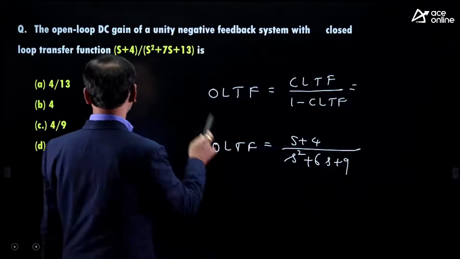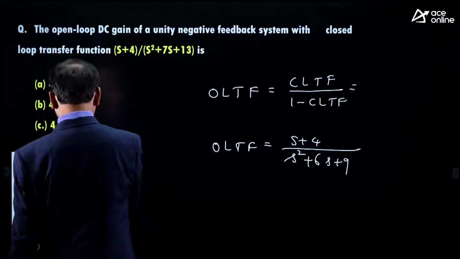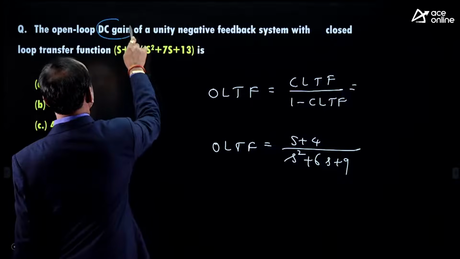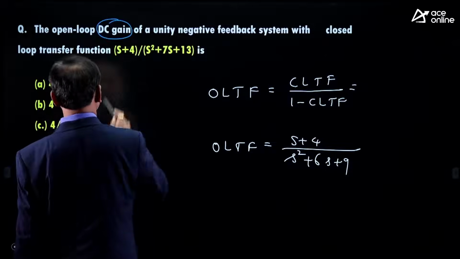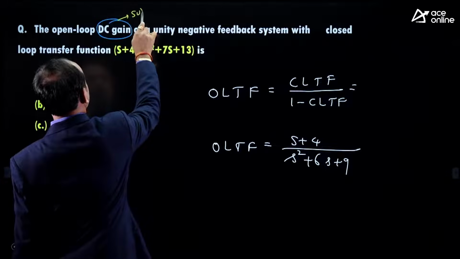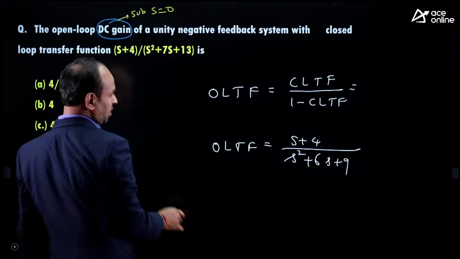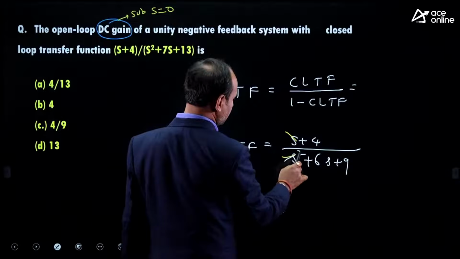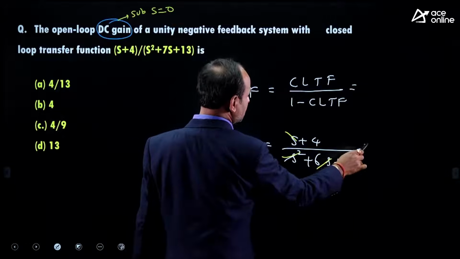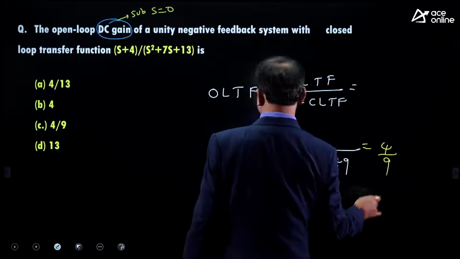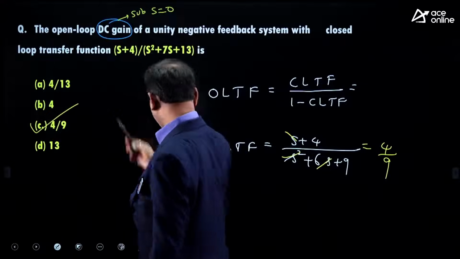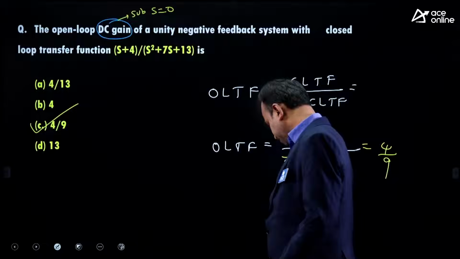The examiner is asking DC gain. For DC gain, substitute s equal to 0 wherever s is there. So what is the answer? We will get 4 by 9. So option C is the perfect answer. Now check it.